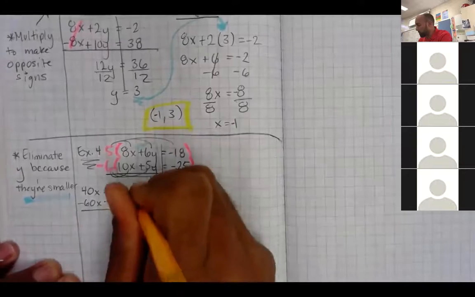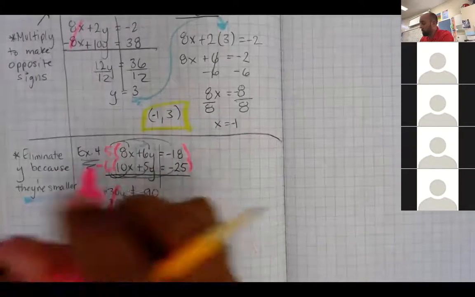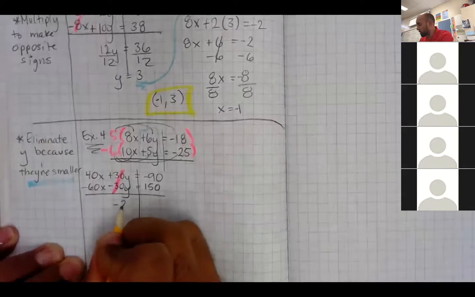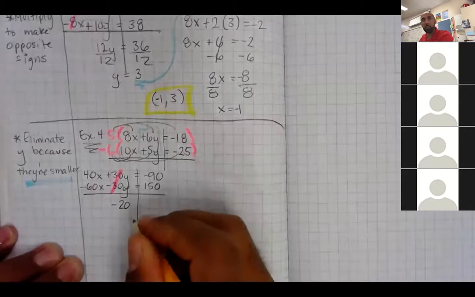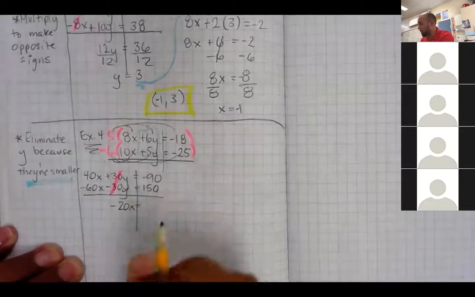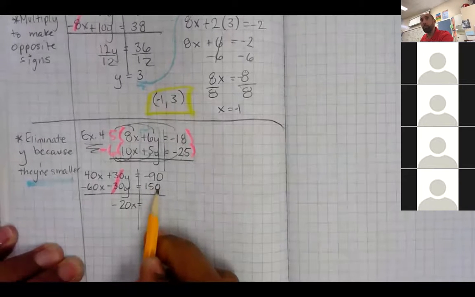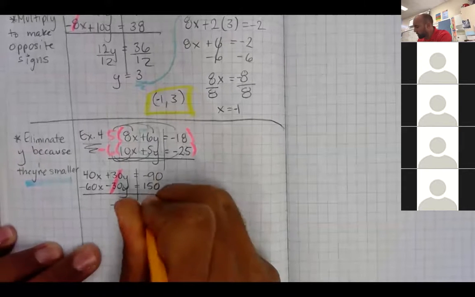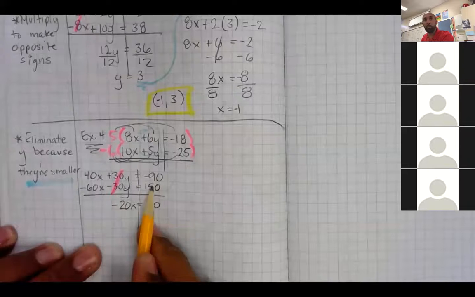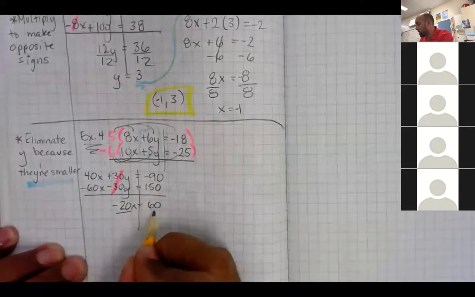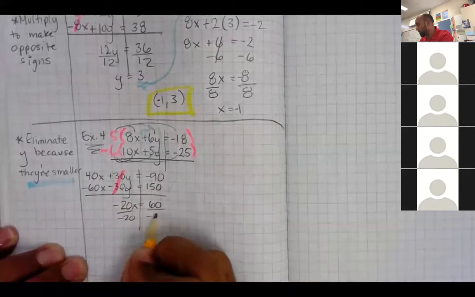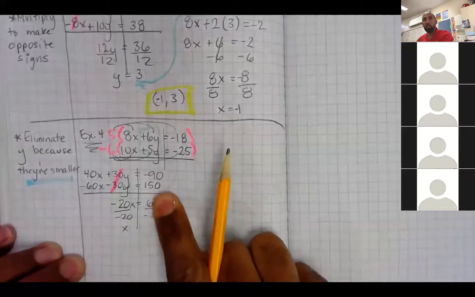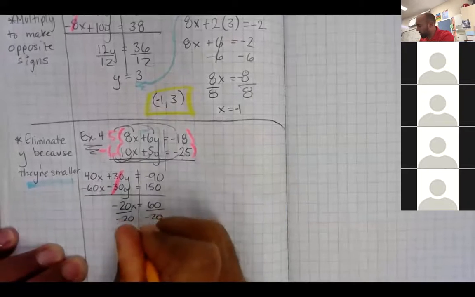Okay, so now we can eliminate. So 30 minus 30, that's 0. 40 minus 60, that'll be negative 20, because 60 is bigger. And then negative 90 plus 150, well, again, different signs, so we subtract. 150 minus 90 will be 60. And it's going to be positive because 150 is bigger. Divide by negative 20. And essentially, since they both have 0 on the end, it's just 6 divided by negative 2, which is going to be negative 3.